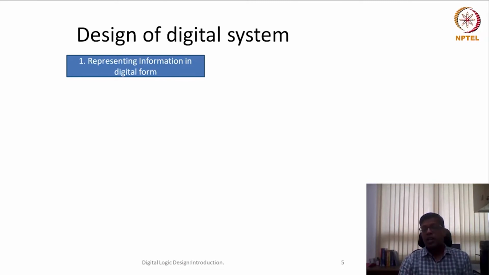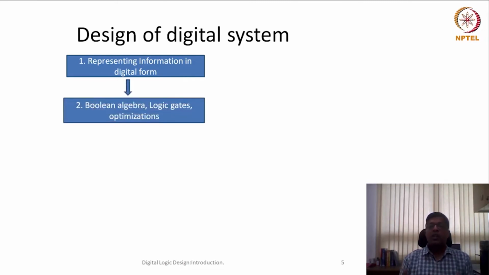After learning how to represent information, we will learn the basic algebra, called Boolean algebra, which will tell us how to process this information. And then to implement Boolean algebra, we will also learn different kinds of logic gates, and how optimization can be done, how the same logic can be represented with the smallest number of gates or smallest area. So this would be our second module.